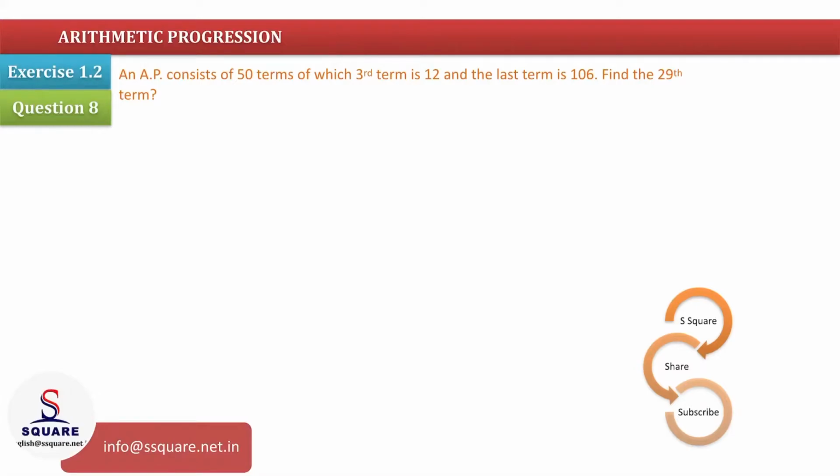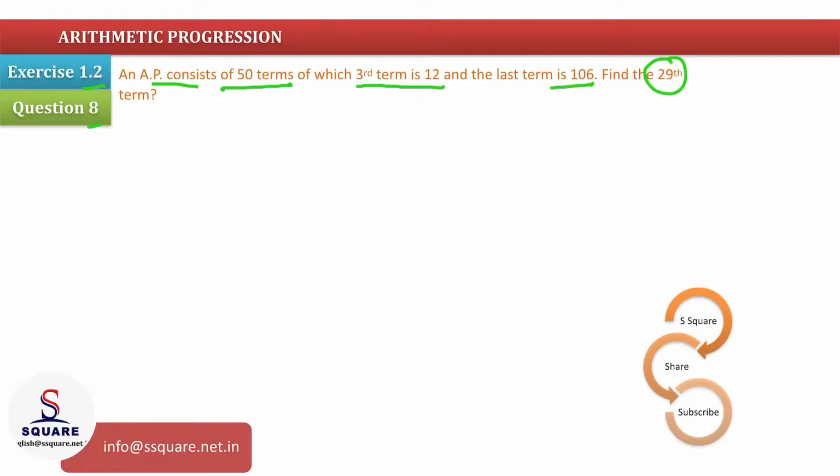Arithmetic progression. In that exercise 1.2, 8th question. In an AP consisting of 50 terms, of which the third term is 12 and the last term is 106, find the 29th term. So it's a little bit complicated.